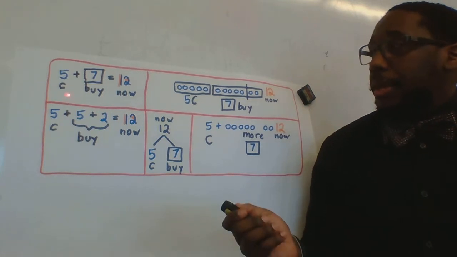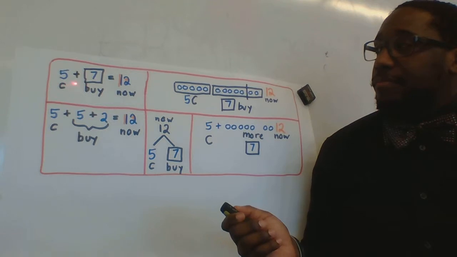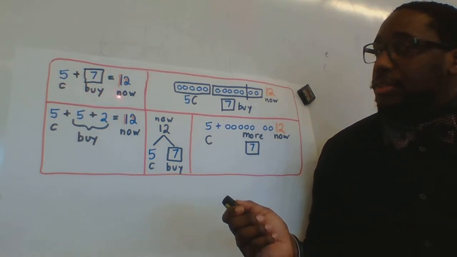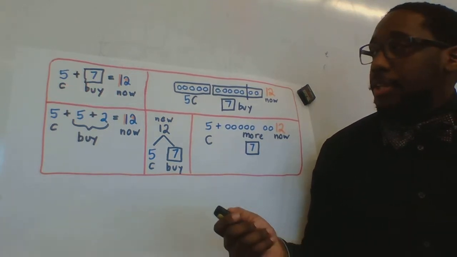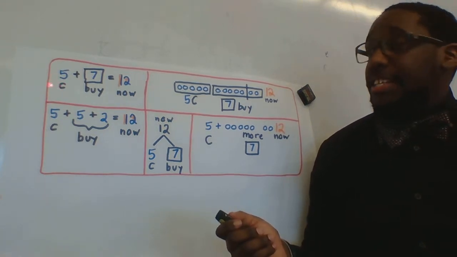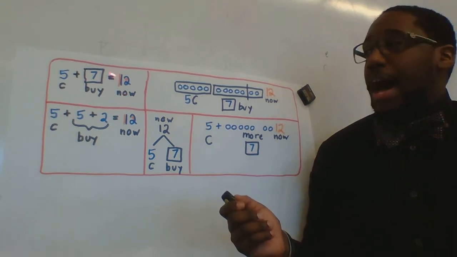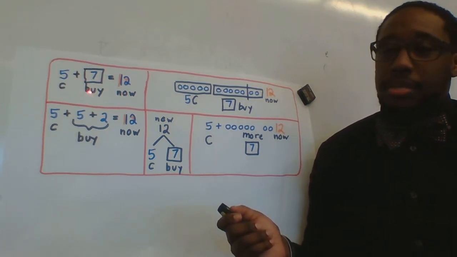So we're looking at a word problem here where it involves a 5, a 7, and a 12. Basically, Mr. bien-aime buys 5 computers. He has 5 computers. He needs to buy 7 more. He now has 12. How many computers does he need to buy?